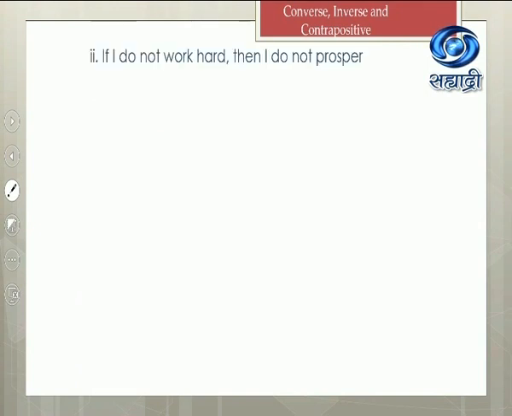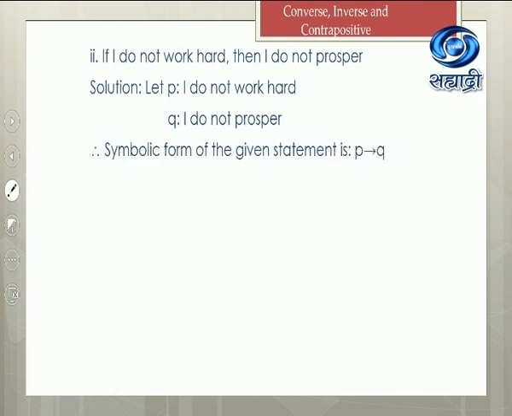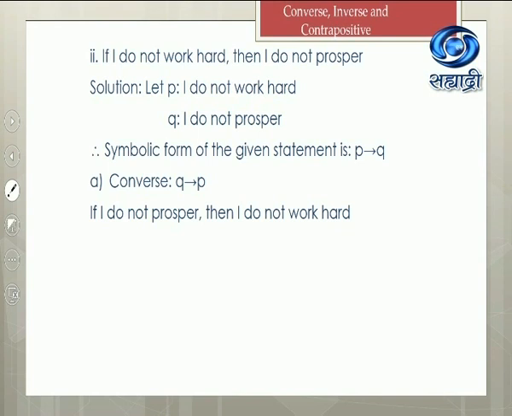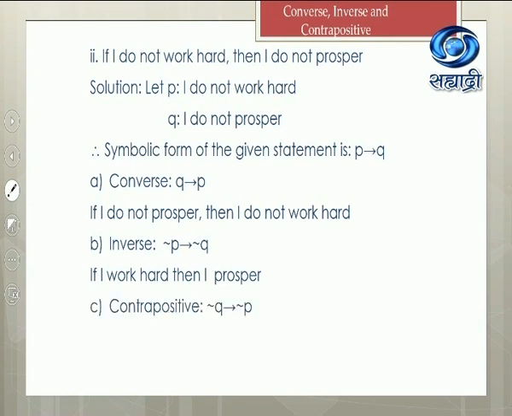One more example: if I do not work hard, then I do not prosper. Here the P statement is I do not work hard, Q statement is I do not prosper. Therefore the symbolic form of the given statement is P implies Q. Here the converse is Q implies P. So the statement will be: if I do not prosper, then I do not work hard. Inverse is negation P implies negation Q. Here students observe that the given statements are already in negation, so it will become positive now. So the inverse will be: if I work hard, then I prosper. And contrapositive will be negation Q implies negation P. So it will be: if I prosper, then I work hard.